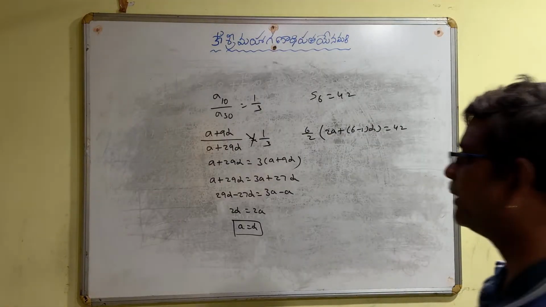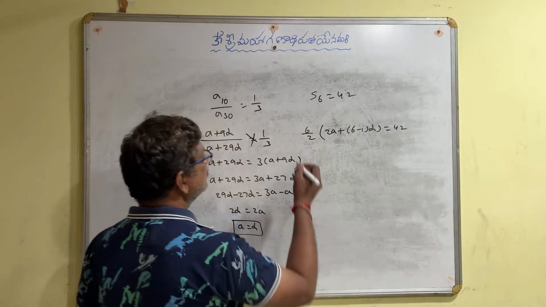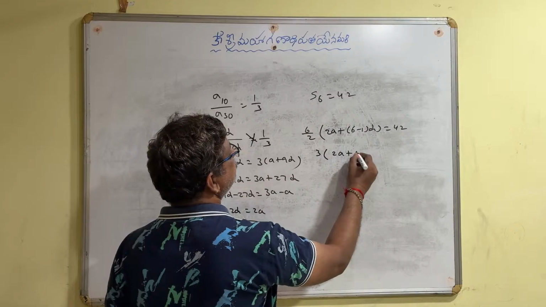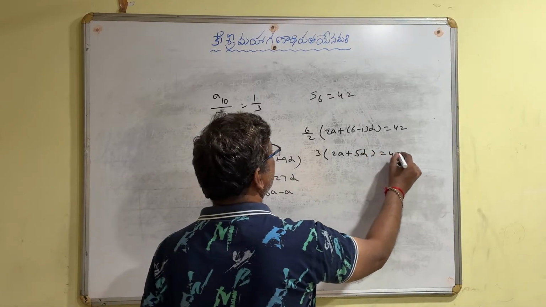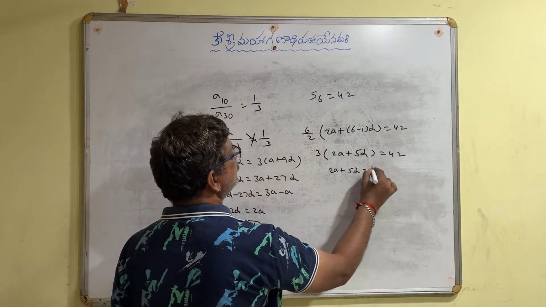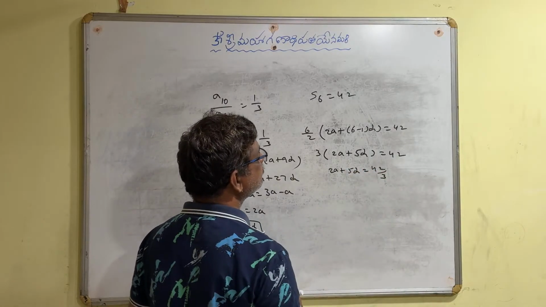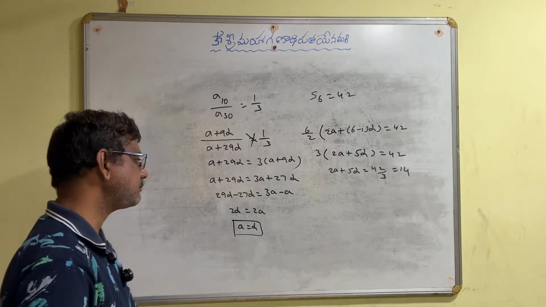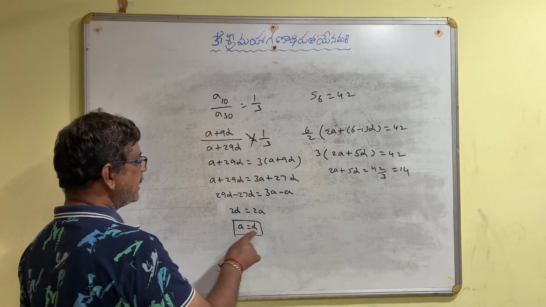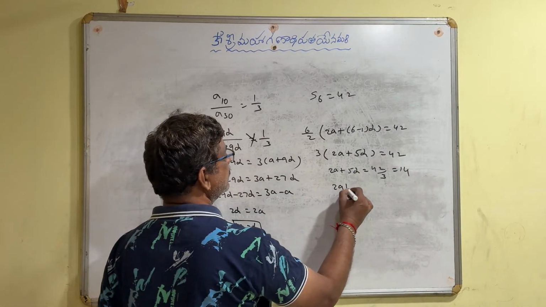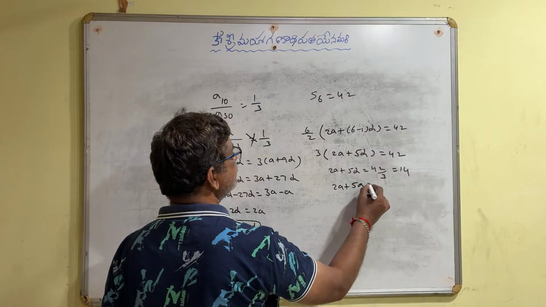Now, coming to the other part of the answer, 6/2 is 3, so 3 into (2A plus 5D) is equal to 42. 2A plus 5D is equal to 42/3, which is 14. And we know A and D are equal, okay? So replace D with A in this equation.